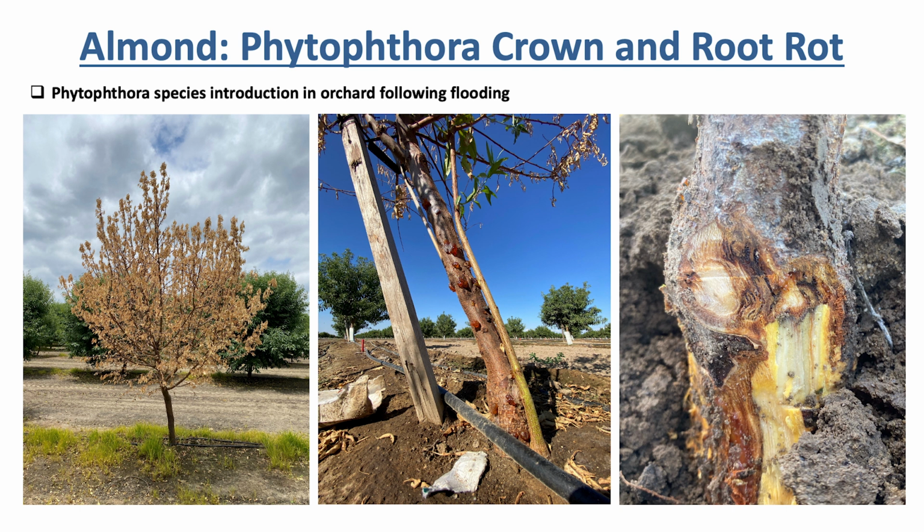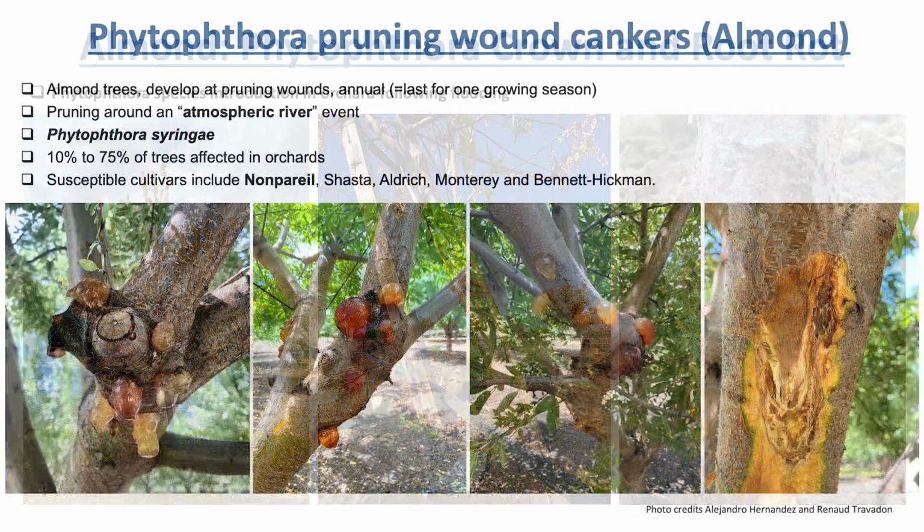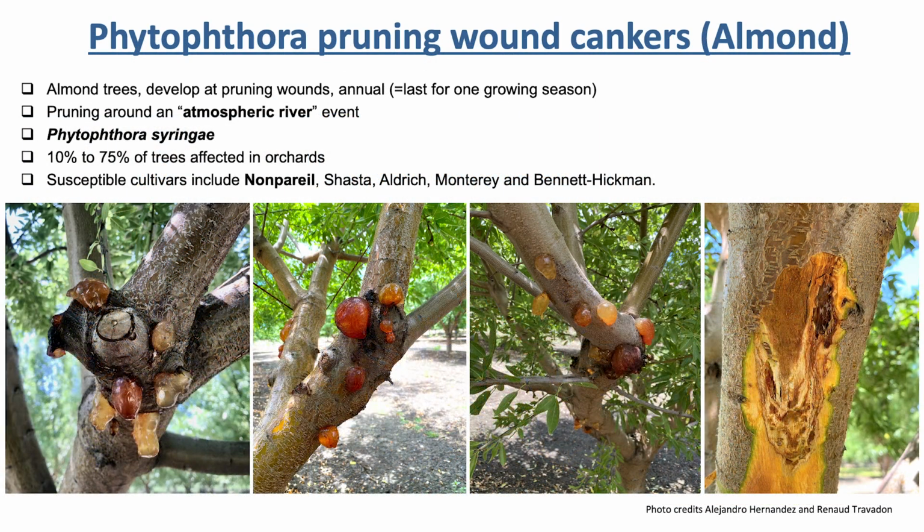We've seen in pistachio orchards new species of Phytophthora coming in following a flooding. In California almonds, what we've typically seen following a flooding is just additional Phytophthora infections, where you see gumming being produced on the trunk, canker and discoloration around the root crown, and the tree collapsing relatively quickly.